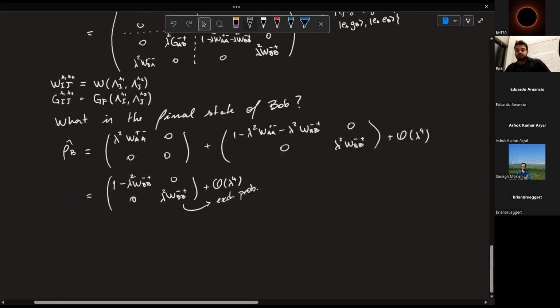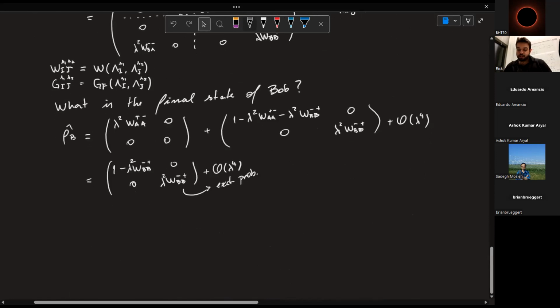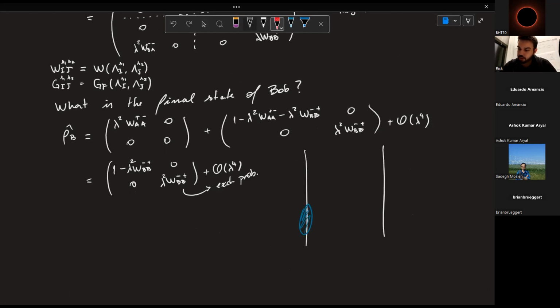So this means that if you just use the setup that we considered before of the two folks, Alice interacting here, Bob interacting, well, anywhere to be honest, in any interaction region, we just concluded that to leading order, it's not possible for Alice to even affect Bob if Alice starts in the excited state and Bob starts in the ground state.